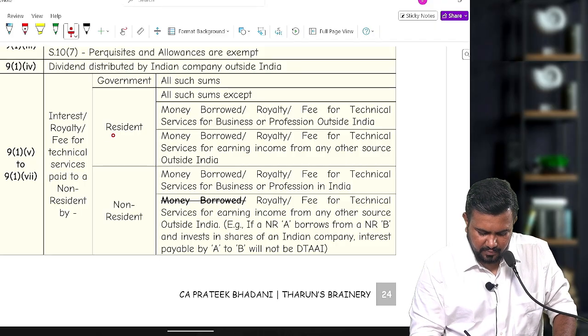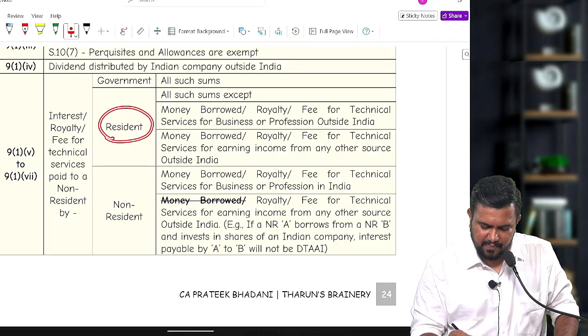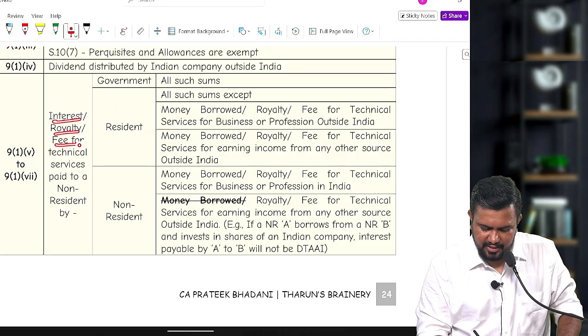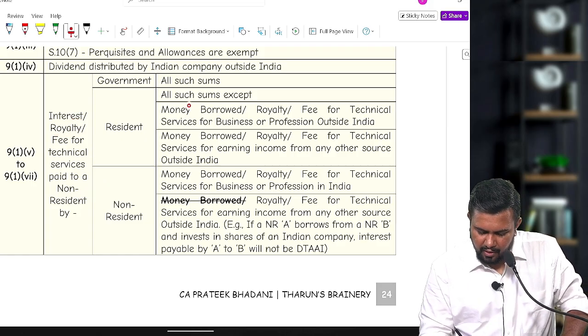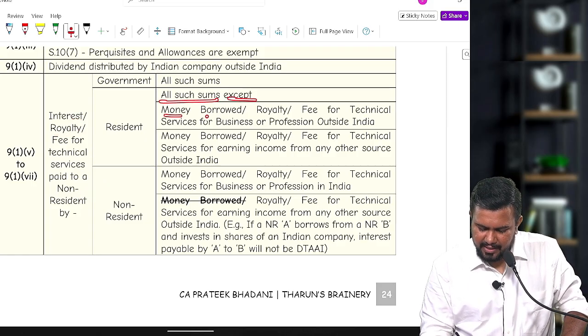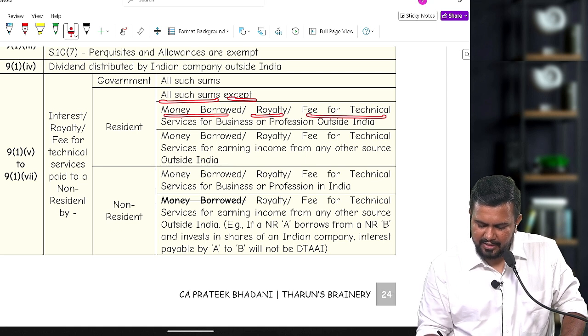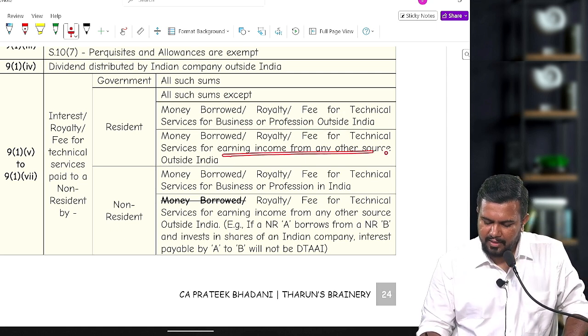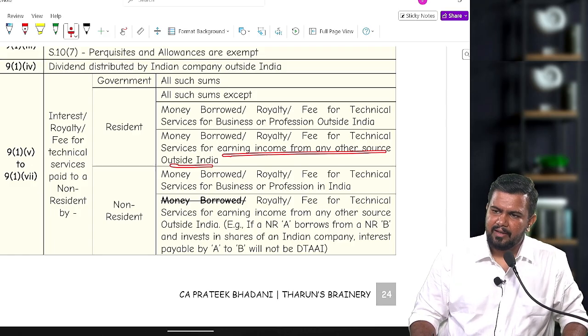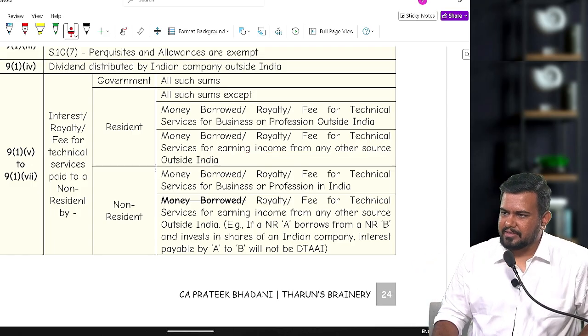Then, if a resident is paying interest, royalty, or fee for technical service to a non-resident, then all such sums, except money borrowed, royalty, or fee for technical service used for business or profession outside India or earning any other income outside India, are not deemed to accrue or arise in India.